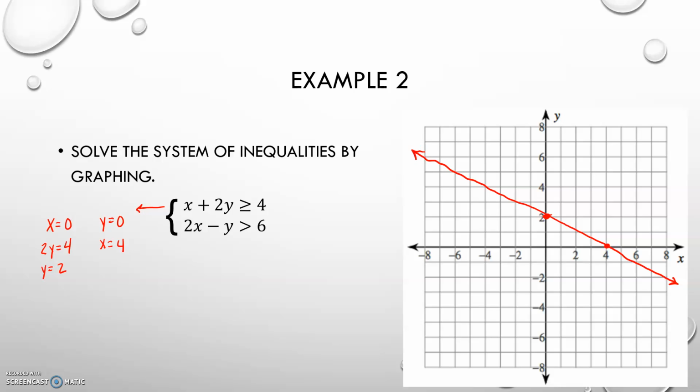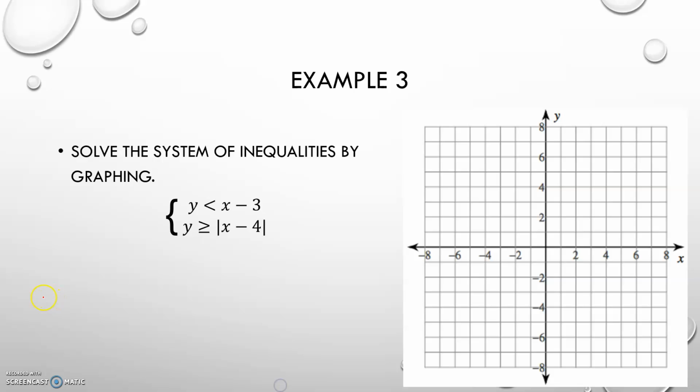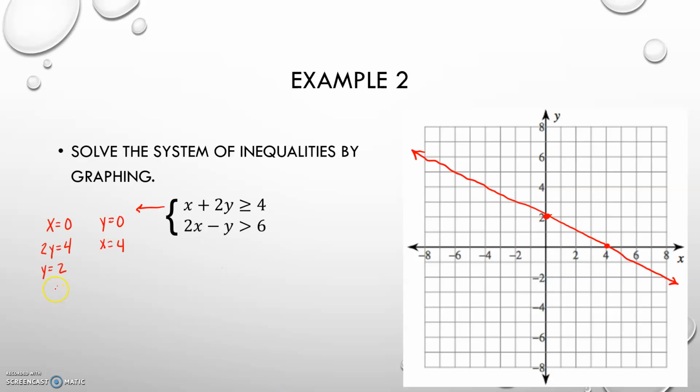All right, so when I go to check and see where do I shade, below it or do I shade above it? I'm going to see that my test point is 0, 0. When I plug it in, I get 0 plus 0. So that's just 0 is greater than or equal to 4, which is not true. So I'm going to shade the opposite direction.